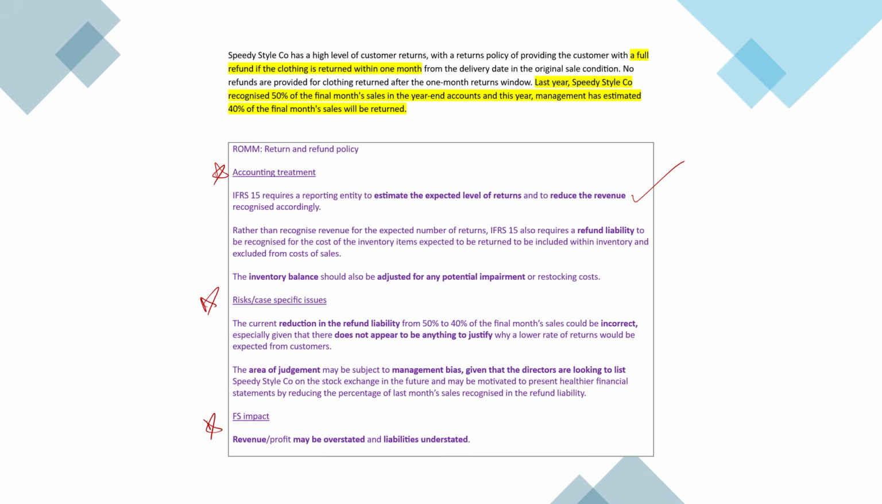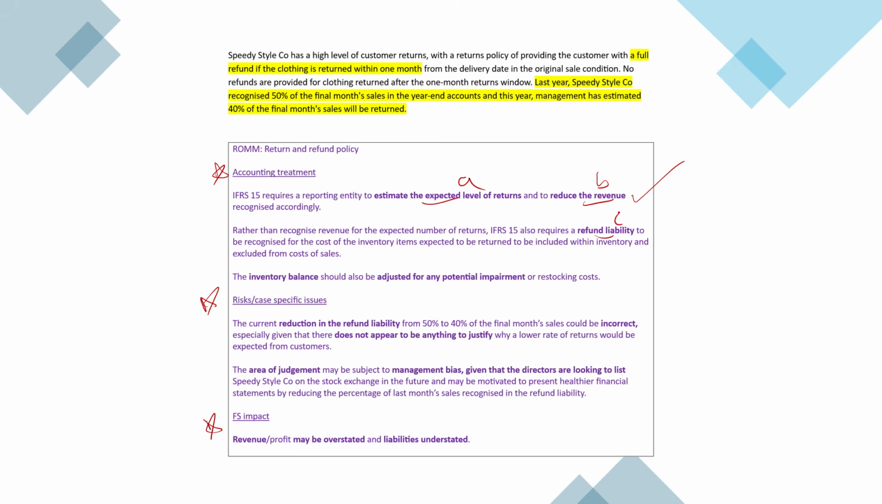So you don't have to say IFRS 15. You could simply say that according to the reporting framework, we need to estimate the expected level of returns and we have to reduce the revenue accordingly, and we need to book a refund liability. So really, the accounting treatment that the markers are looking for are these three keywords. And remember, you could also be writing that the inventory balance will be adjusted for any potential impairment, right? Because when it's returned, we'll have to revalue that inventory.